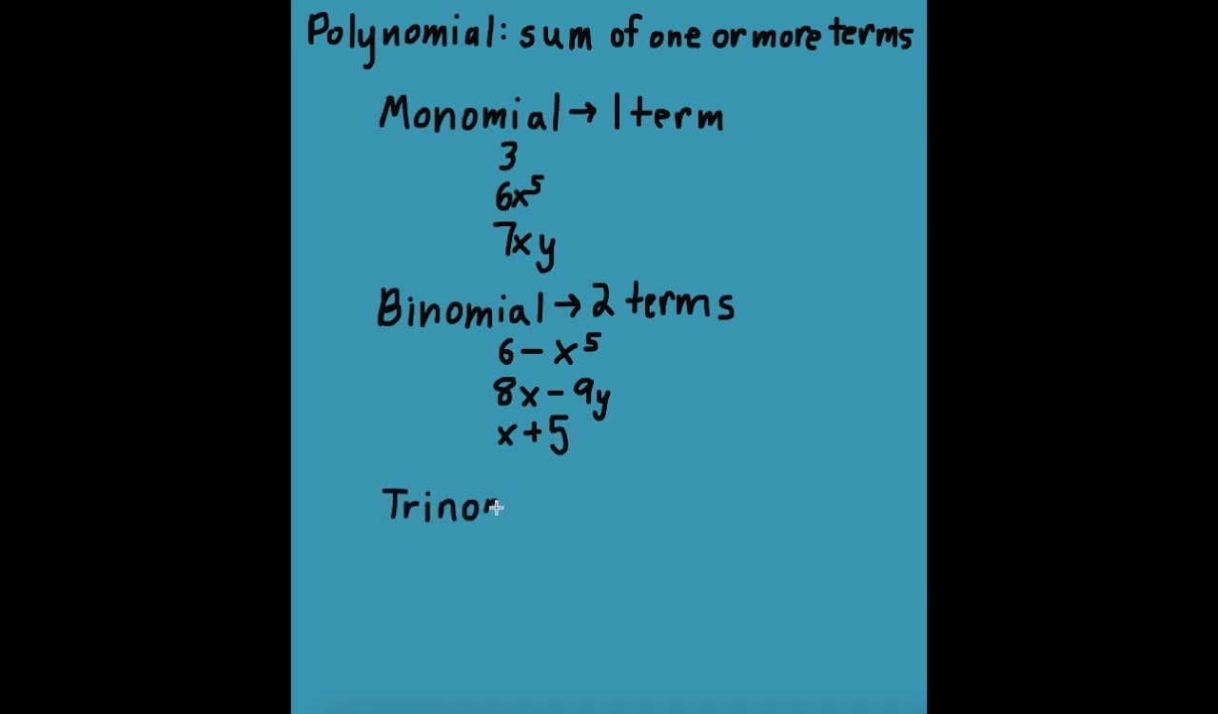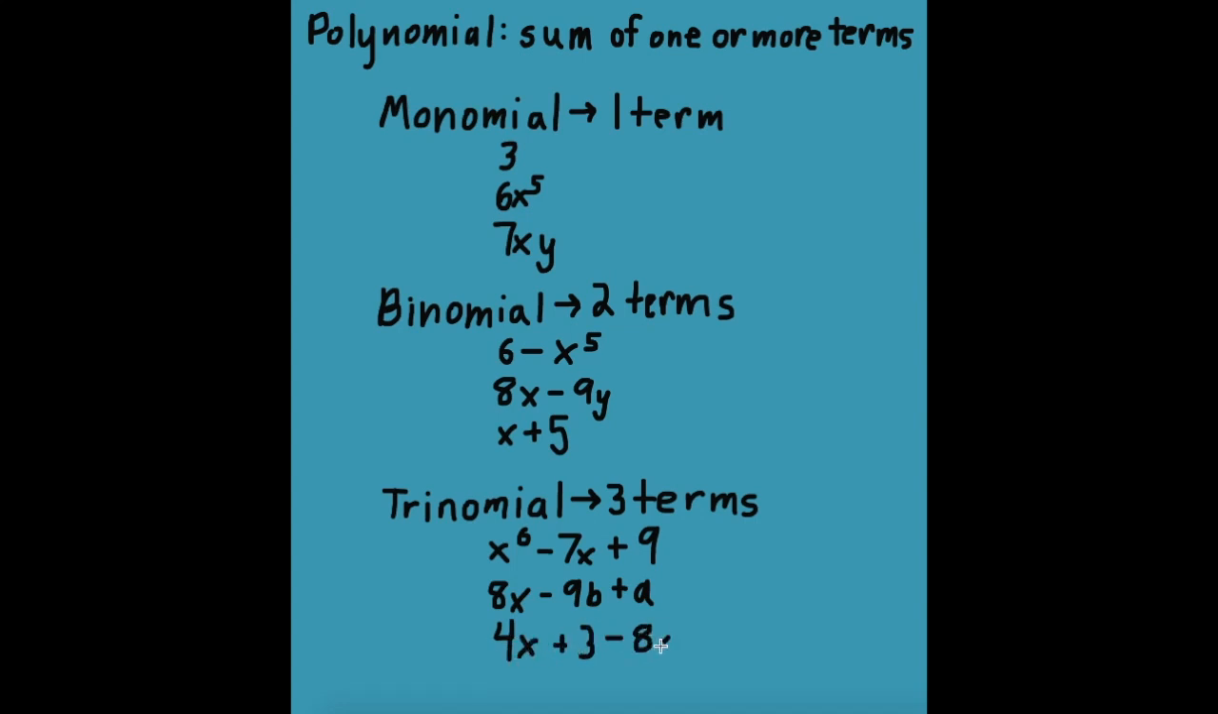Trinomials, where the root tri means 3, means that there are three terms. Some of the many examples of trinomials are x to the sixth minus 7x plus 9, 8x minus 9b plus a, or 4x plus 3 minus 8xy. Monomials, binomials, and trinomials are all part of polynomials. Keep in mind, a polynomial can have more than three terms as well.